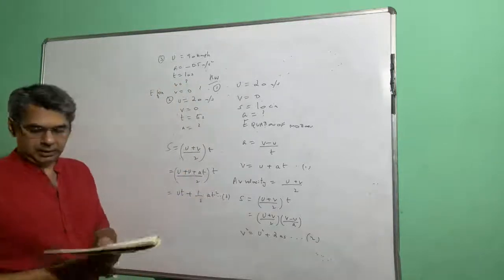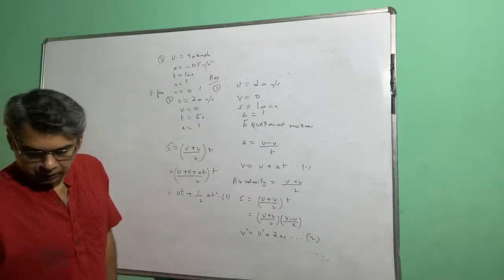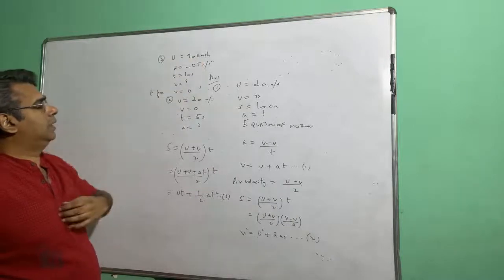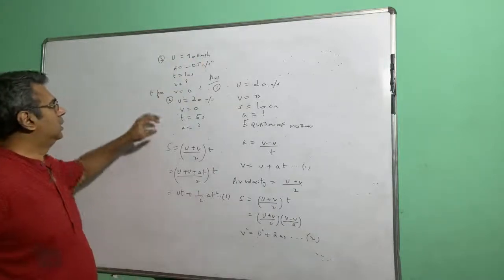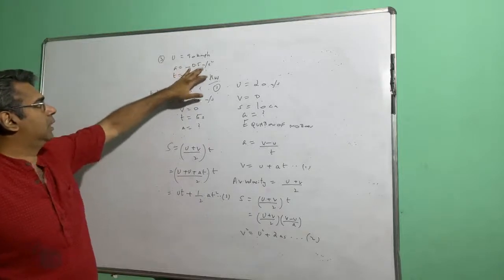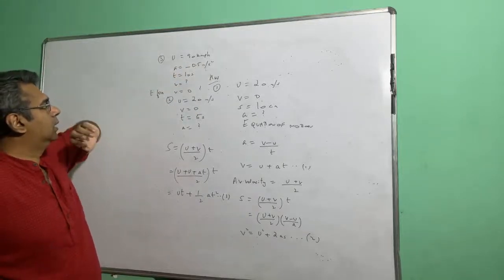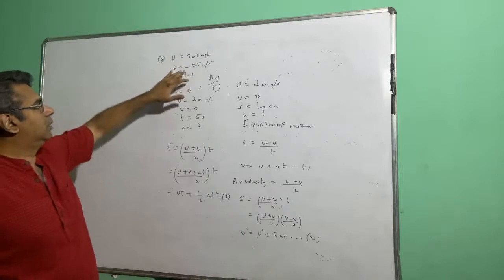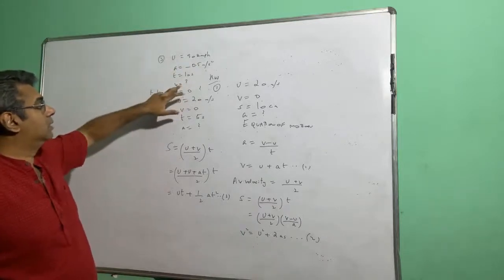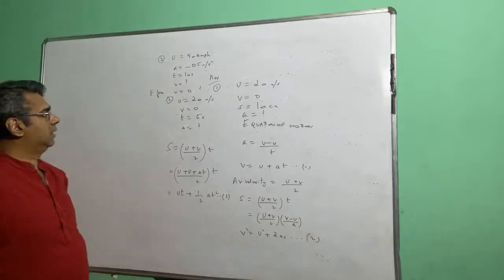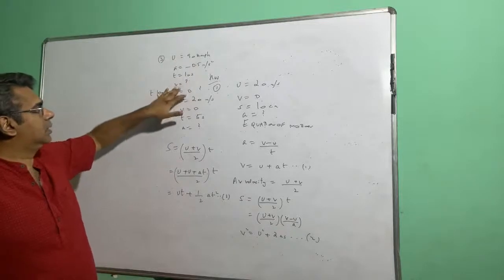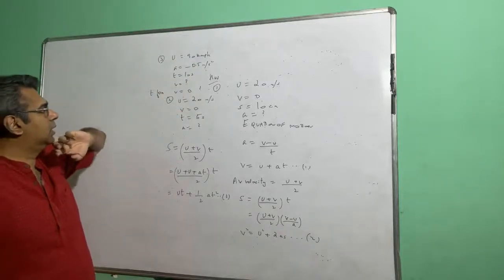Question number 3 of the homework. The initial velocity of a body is 90 km per hour. Acceleration is minus 0.5 meter per second square. Time is 10 seconds. So you have to say what is the final velocity.